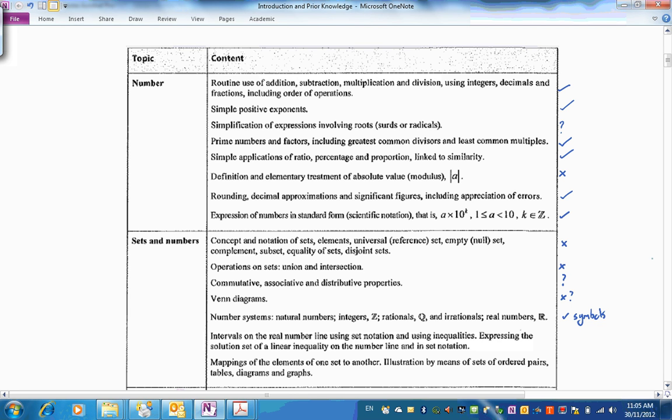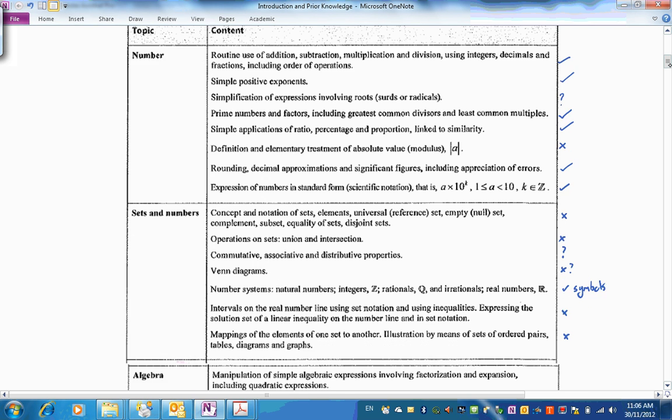Intervals on the real number line using set notation and using inequalities. Now the IB have their own notation which differs a little bit from some other books, so we have to have a look at that. Mappings of the elements of one set onto another, ordered pairs and so on. So probably we'd have to say there's a fair bit there in sets and numbers that we would need to have a look at, and that's what we're going to do in this presentation, bring you up to speed for the start of this course.